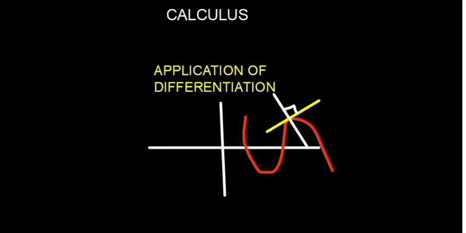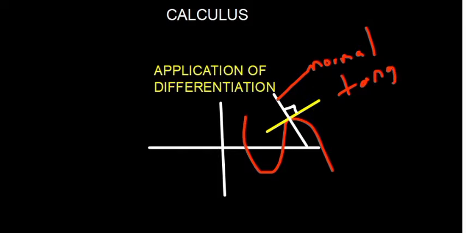The normal to a curve is a line that cuts a certain point perpendicularly, so it makes an angle of 90 degrees. The line that you're able to see in white is what we are calling the normal to the curve at that given point. The tangent is a line that touches the curve at one point.